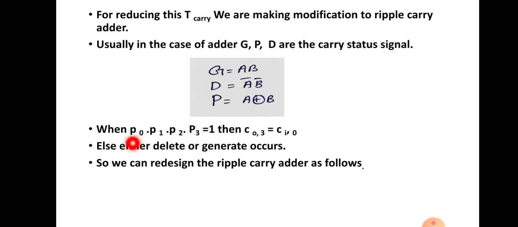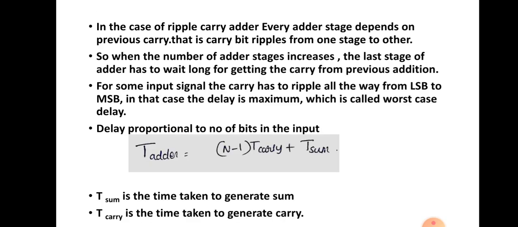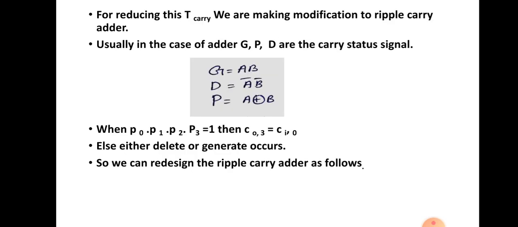So for that we have to calculate these propagations. Some circuitry is needed for calculating them, and the propagation equation is this one. That means we need 4 XOR gates, and we have to multiply the outputs of these XOR gates and compare whether the result is equal to 1 or not. If it is equal to 1, we can directly write output carry equal to input carry. If it is not equal to 1, we have to proceed as in the previous case. That means we have to wait for the previous carry, which may be either generated or deleted. So we proceed in the normal route.